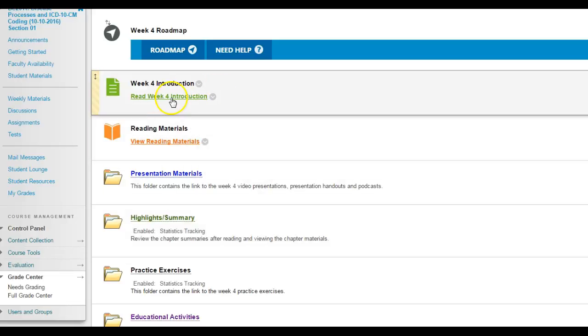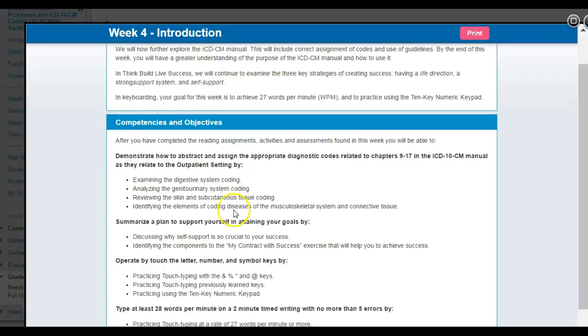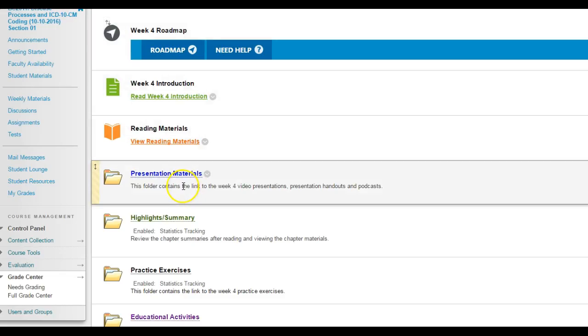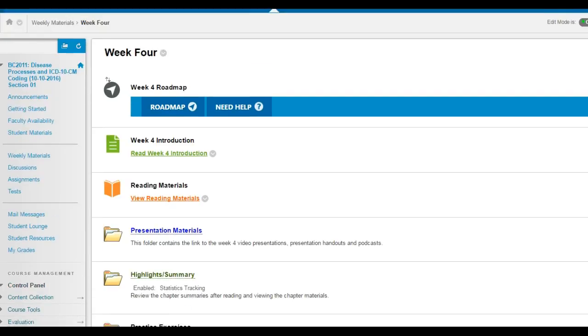You're going to have your introduction that kind of talks about what you're going to learn this week and competencies and objectives. Remember, you always want to do as I instructed in the Getting Organized video, is to go through every week and download as much as you can into those folders for this particular course and these weeks, and work on them a little bit at a time. You don't need to do everything in one sitting, especially when you have a lot to complete. You want to do a little bit at a time, a little bit every day.